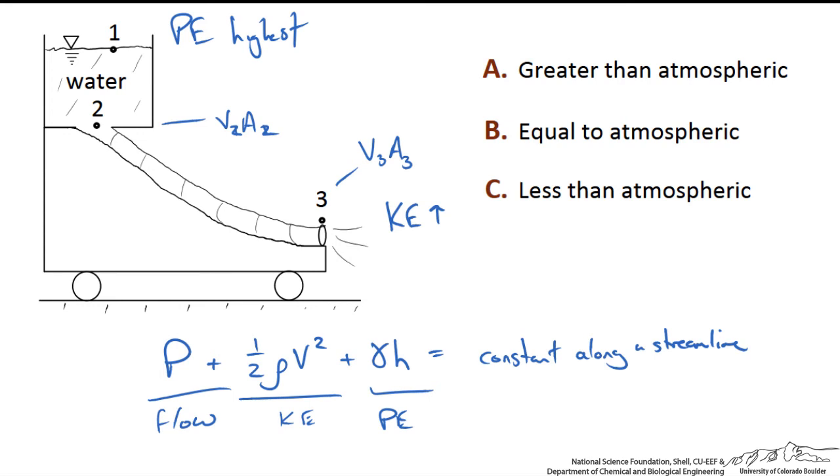But the potential energy at point 2 is higher than that at point 3. Thus, since this term is greater at point 2, this term must be lower. So P2 is less than atmospheric pressure.